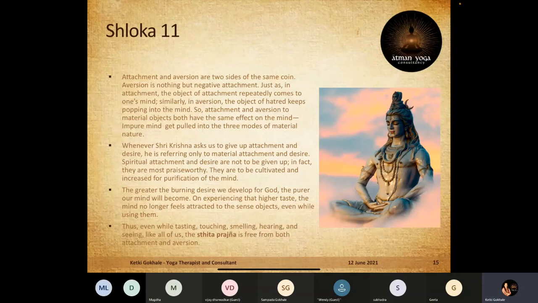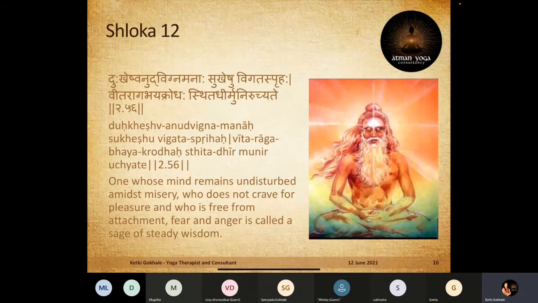On experiencing that higher taste, the mind no longer feels attracted to the sense objects, even while using them. Thus, even while tasting, touching, smelling, hearing, and seeing, like all of us, the Sthita Prajna, the yogi, is free from both attachment and aversion. And the last shloka.